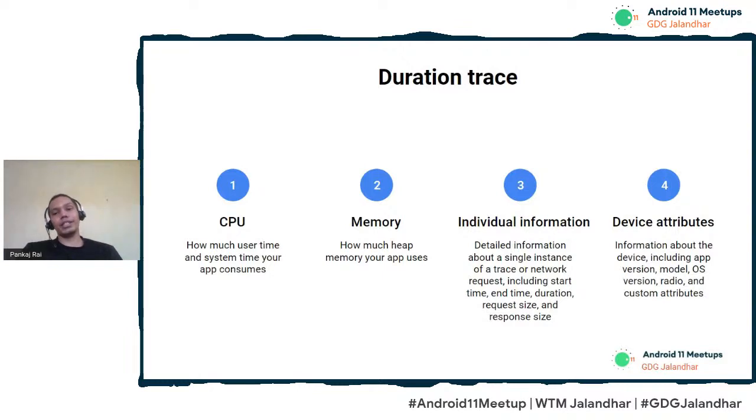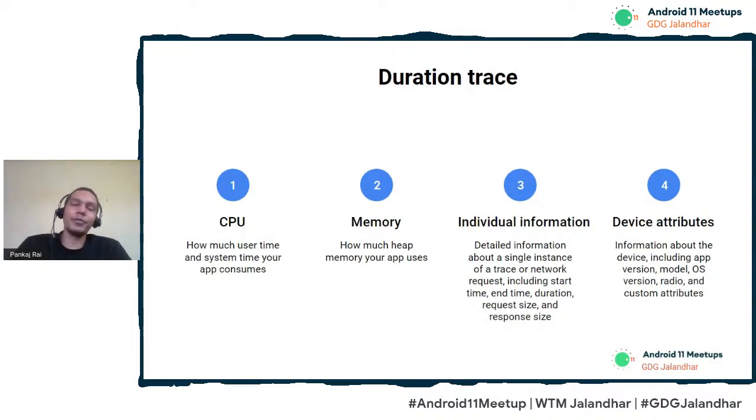Network information is like when you are doing a network hit. It gives you information that for each network hit, what was the request payload size, what was the response payload size, whether the call was successful or not, or it just got lost. So it gives you all sorts of information.